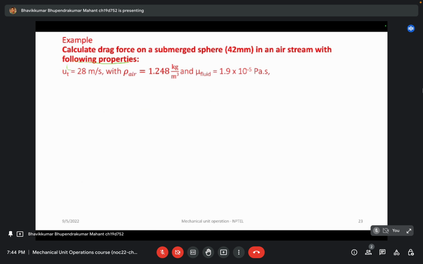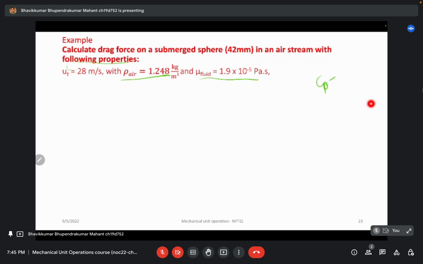You can consider it because it's air, so air doesn't have that much drag force, and friction is also less. Drag force is the same thing, and density and all can also be considered. For air it is only 1.248 kilogram per meter cube, and the viscosity of the fluid is 1.9 times 10 to the power minus 5 pascal second. So you need to find the drag force, not the drag coefficient. You need to consider that.